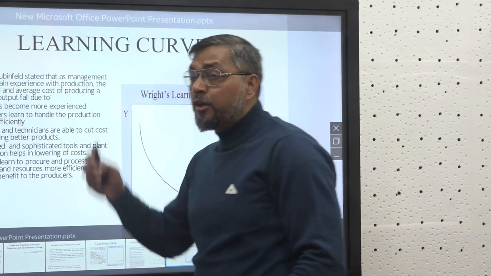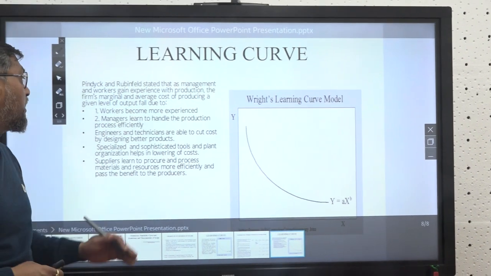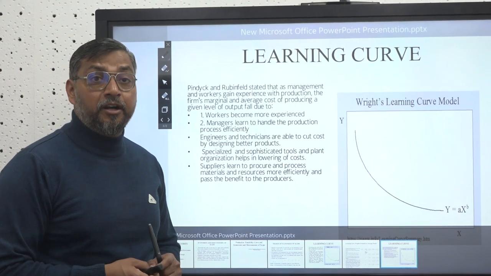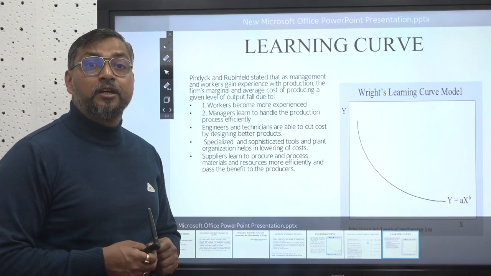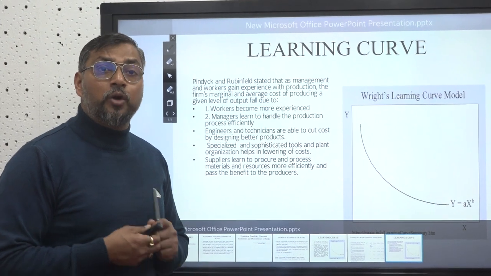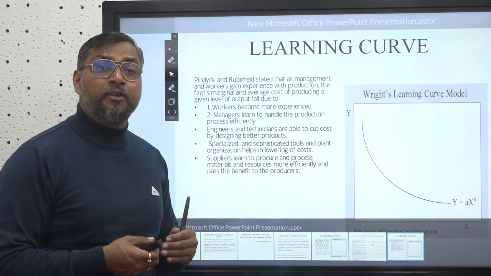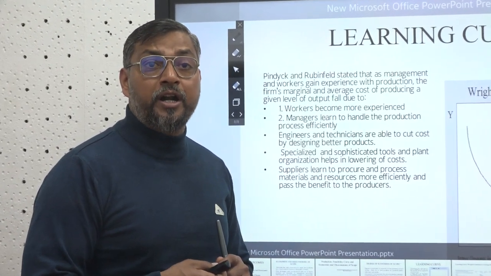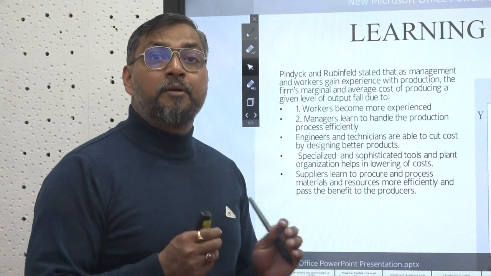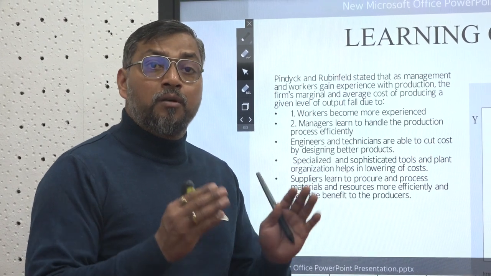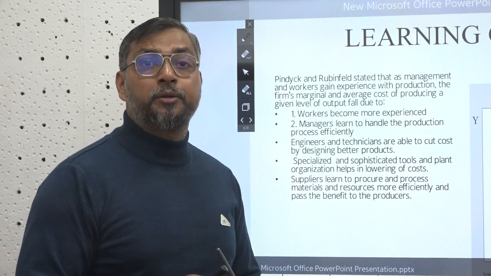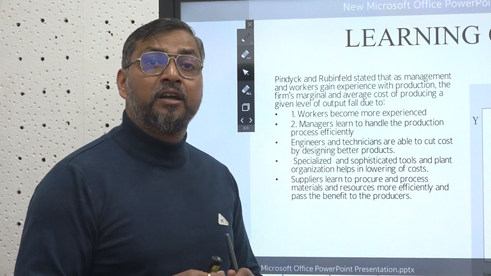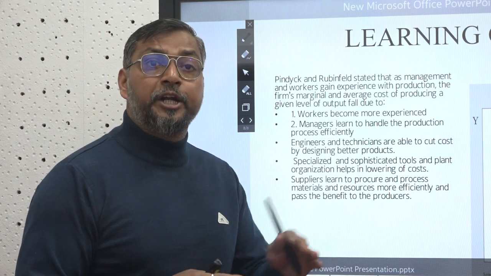According to Pindyck and Rubinfeld, there are different reasons that are responsible for the learning curve. The first reason is that workers become more experienced by doing the same work again and again, thus leading to a reduction in the time that is required in doing that work. Secondly, the managers become more experienced in handling the production process, which helps in increasing the efficiency of the production, thus reducing the cost.